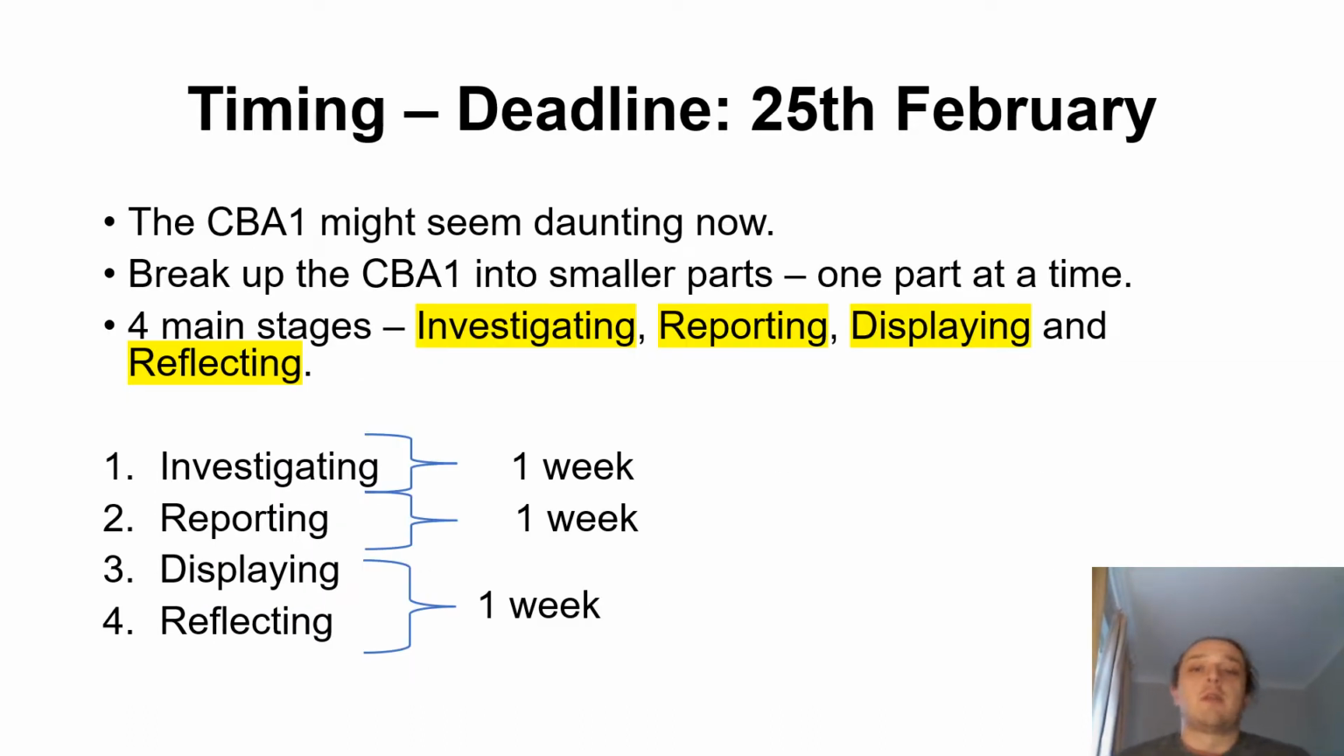So, timing. As I said, the deadline is the 25th of February. So, looking at that, you probably are thinking that the CBA1 is quite daunting looking at the minute. Probably quite scary looking. But we're going to do it in class, and at home you're going to do it by way of breaking it up into smaller parts, and then breaking those smaller parts into smaller steps again, and before you know it you'll be working your way through it. So the 4 main stages: investigating, reporting, displaying, and reflecting. You can see here we're going to spend 1 week investigating, 1 week reporting, and 1 week displaying and reflecting.